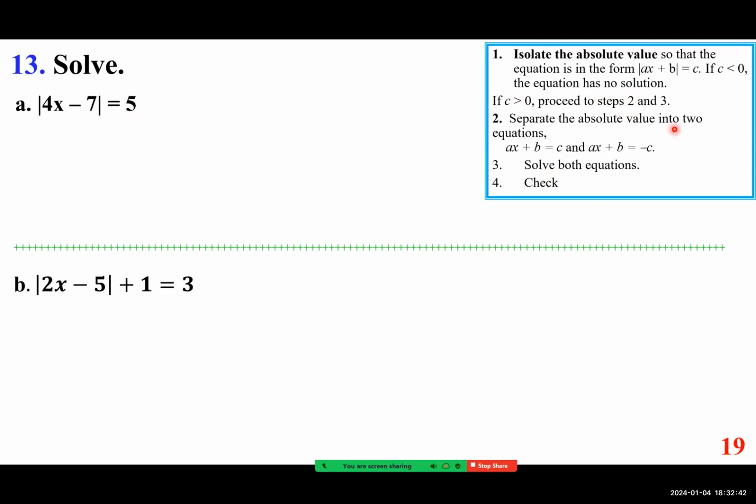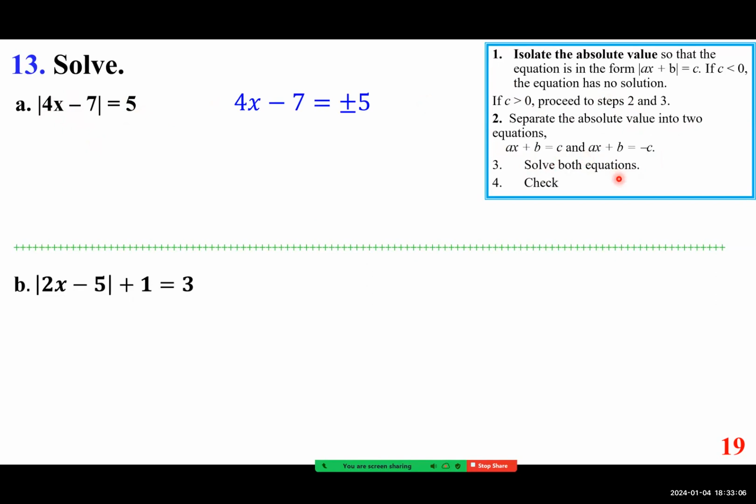Since this is positive, we're going to proceed to what? Separate the absolute value into two equations. You drop the absolute value and you write ax plus b equals c, and ax plus b is minus c. So drop the absolute value and make it 4x minus 7 is 5, and 4x minus 7 is minus 5. I hope you see that this represents two equations. Now you solve both equations and you check.